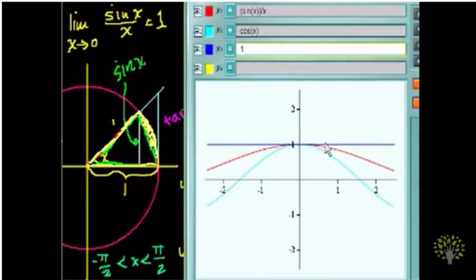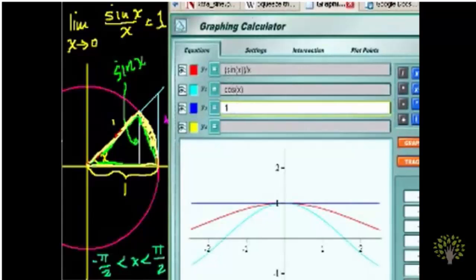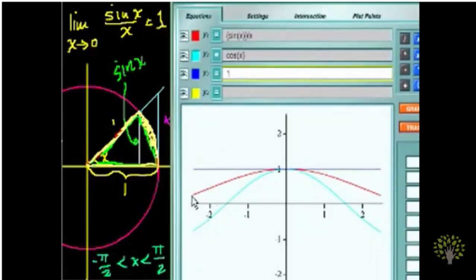This dark blue line right here is the function 1, that's y is equal to 1. This light blue line right here is cosine of x. And this is the graph of sine of x over x, which I've actually typed in. Between negative pi over 2 and pi over 2, or the fourth and first quadrants, the red line is always in between the dark blue and the light blue line. And so this is just an intuition of what happens with the squeeze theorem.